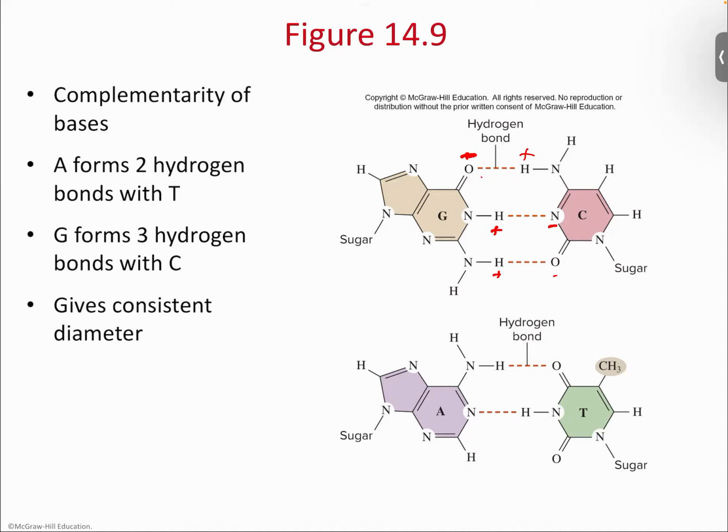Between A and T, you've got that positive hydrogen over here and the negative oxygen. So that's going to form your first hydrogen bond. Of course, your negative nitrogen and your positive hydrogen, because this is negative here, so it's kind of sucking all the electrons over there. So it leaves this positive. That's going to make your second one.